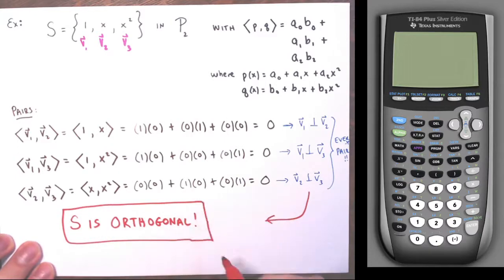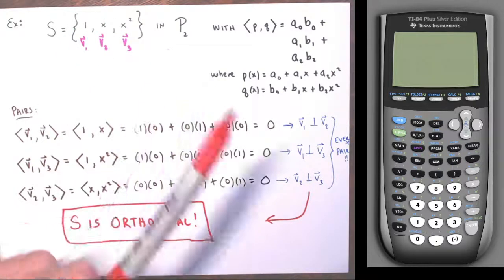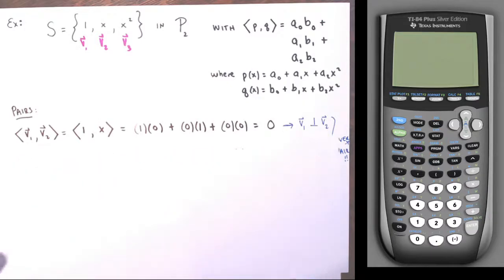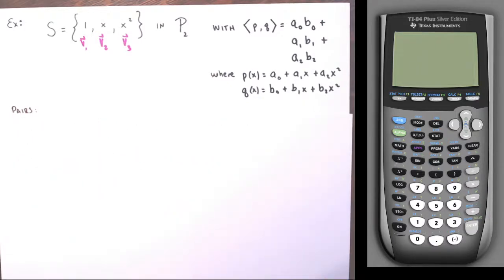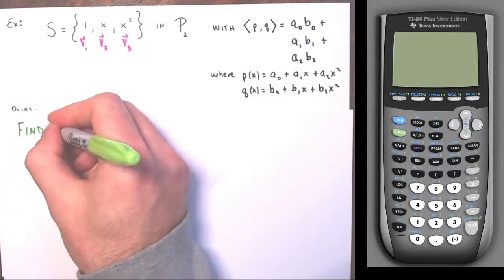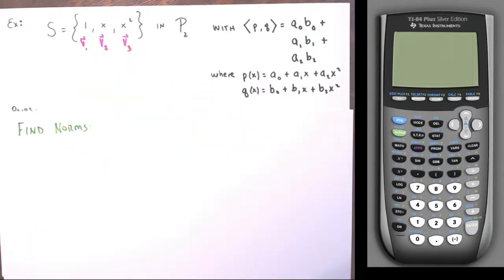Now if it's orthogonal, again, the natural question to ask is: is it also orthonormal? Are each of these vectors, each of these polynomials, unit vectors under this inner product? So now let's find the norms. I'll go to the next page. Now let's find the norms under this inner product and see if this set of vectors is orthonormal.